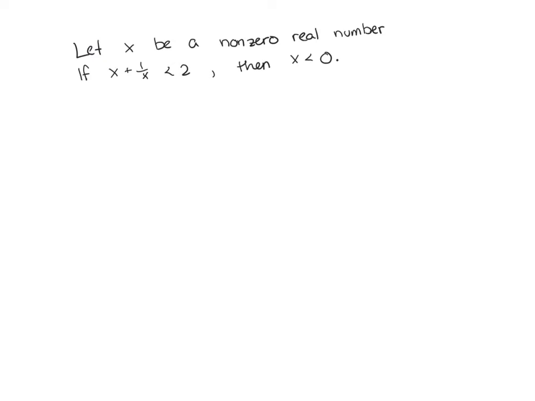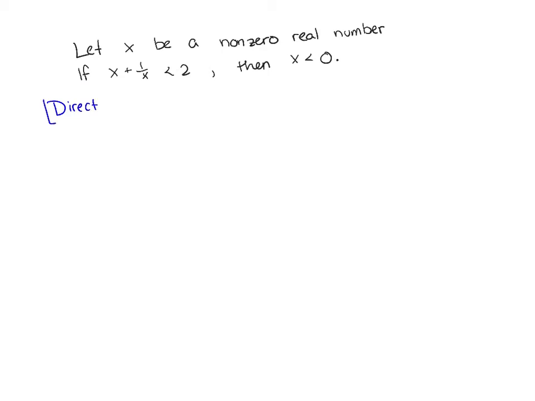The statement we're going to consider is the following. Let x be a non-zero real number. If x plus 1 over x is less than 2, then x is less than 0. So if a number plus its reciprocal is less than 2, then that number must have been negative to begin with. That's what we want to show. First, let's go ahead and do this with a direct proof.